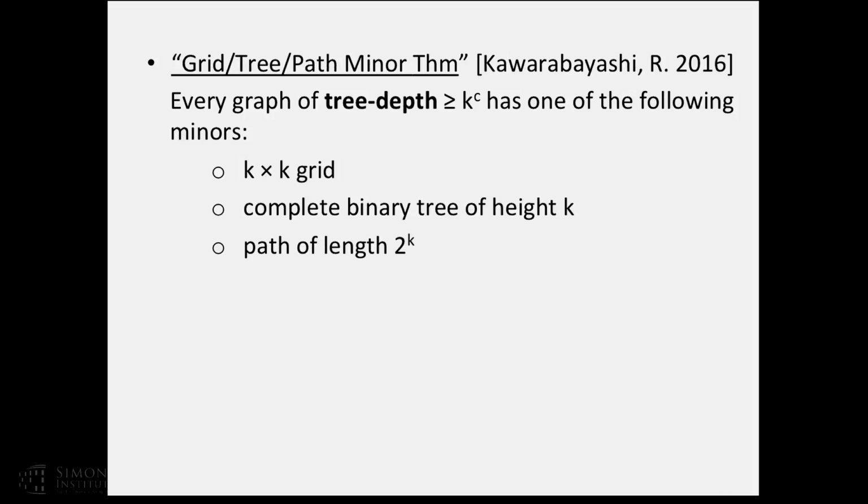Okay? So in joint work with Ken-ichi Kawarabayashi, we prove a sort of analogous theorem for tree depth. So you could call this a polynomial grid tree path minor theorem. Okay? And the result states that every graph with tree depth k to some constant must contain at least one of the following minors. So either a k by k grid, or a complete binary tree of height k, or a path of length 2 to the k. So now we have just 3 obstructions which give an approximation to the tree depth.